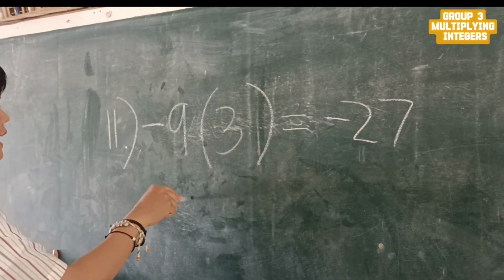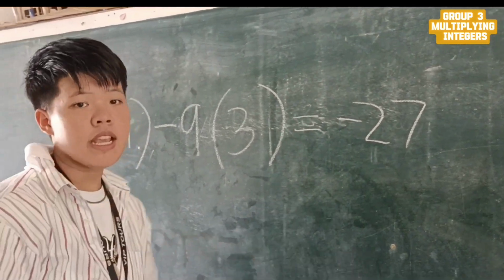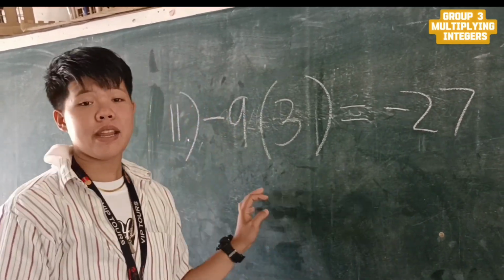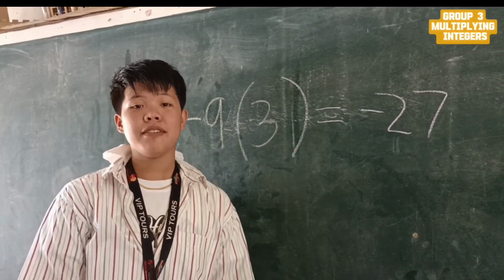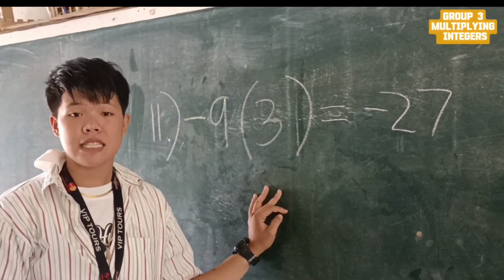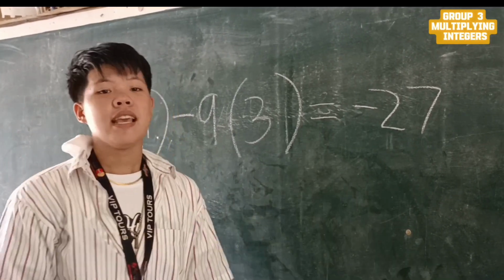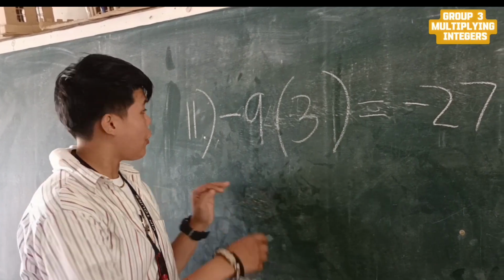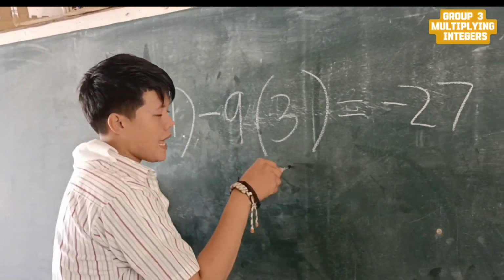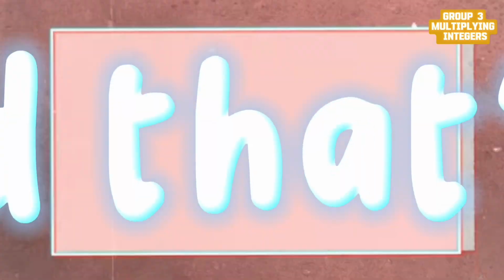Example number 11. Negative 9 multiplied by positive 3 is equal to negative 27. If the numbers have different signs, we will follow rule number 2. Negative multiplied by positive, the product is always negative. Therefore, negative 9 multiplied by positive 3 is equal to negative 27.